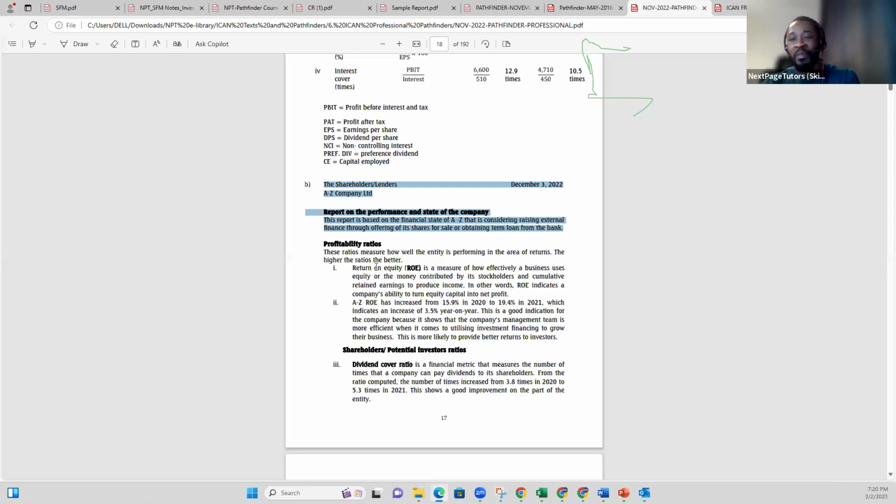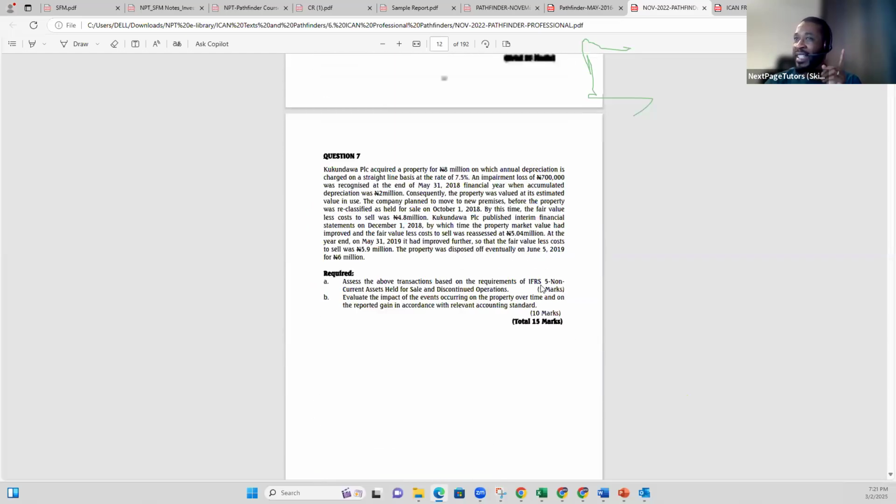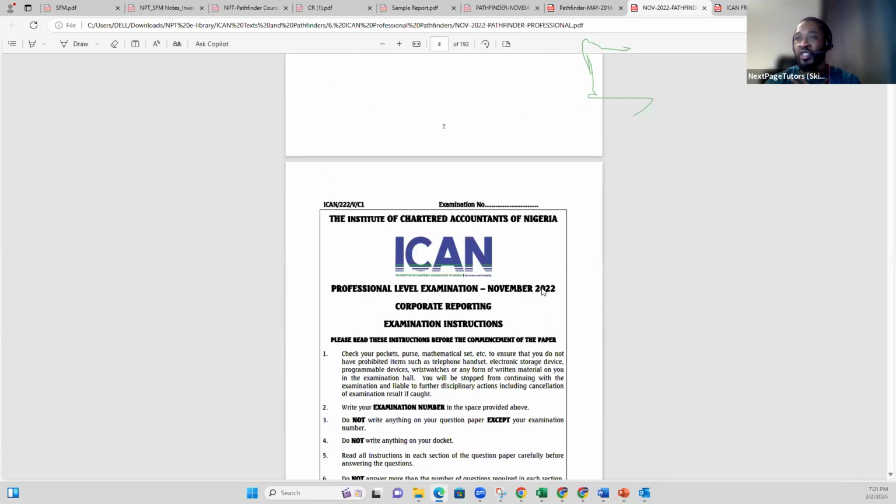Do you know how much space you've wasted explaining what the ratio is in each of these paragraphs, or each of these numbers? I don't even need you at this level to be explaining to me that ROE is a ratio that indicates that. I was tempted at some point to go back to the requirement to really see what they ask us to do, because as an examiner, I won't accept that approach.